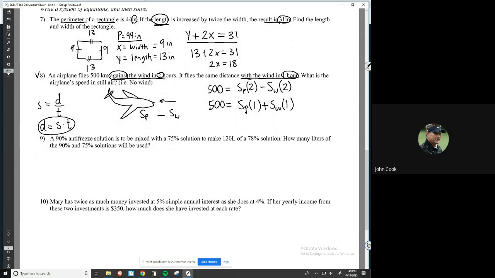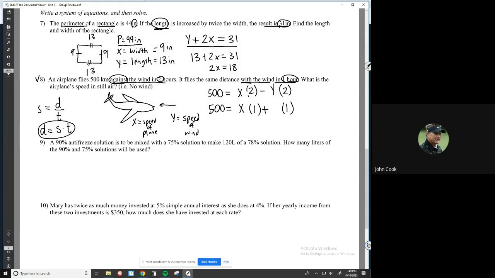I'm going to make these variables a little bit easier to manage. The speed of the plane, I'm just going to call that x. X is the speed of the plane. And then we'll call that y. Y is the speed of the wind. And let's replace these variables in there. So those are x's there, and those are y's right over there. And let's put the coefficients out front as well. So I've got 1x and 1y, and then 2 y's and 2 x's.